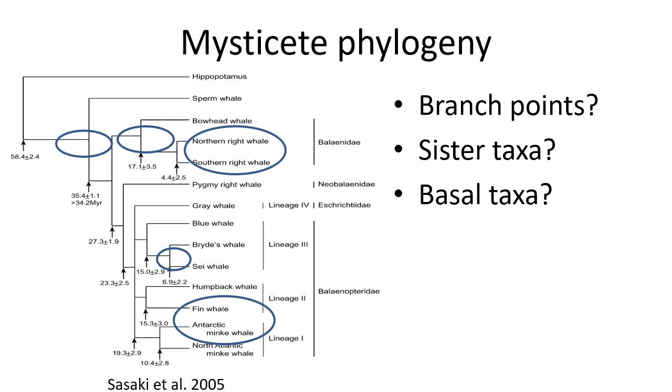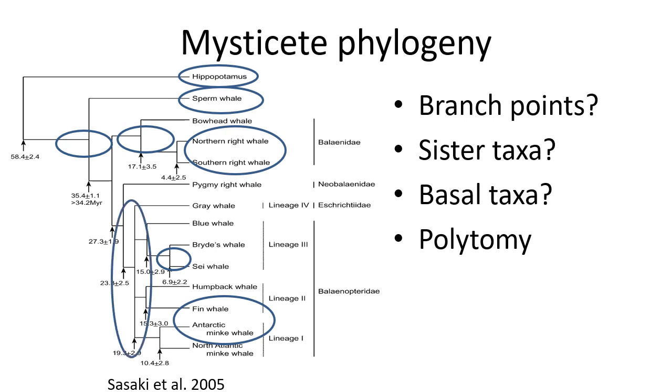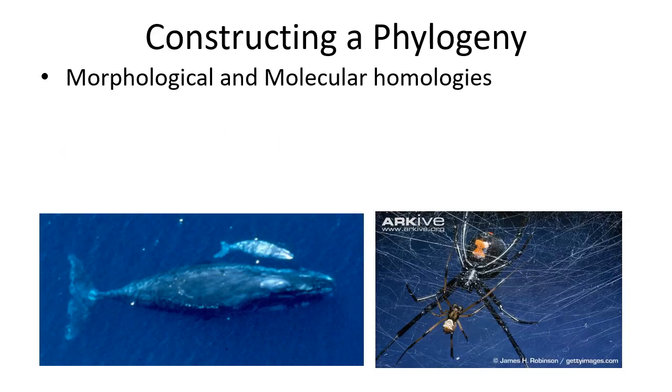Are there any basal taxa? Yes. We have a sperm whale here who's all by himself compared to the rest, and we have a hippopotamus who's all by himself compared to the rest. So they diverged much earlier than the rest, and in fact these are not Mysticete whales, and so they would just be used for comparison. Do we have a polytomy? Yes. Look here, we have 1, 2, 3, 4 branch points coming out of one node. We don't know how this diverged based on the information given.